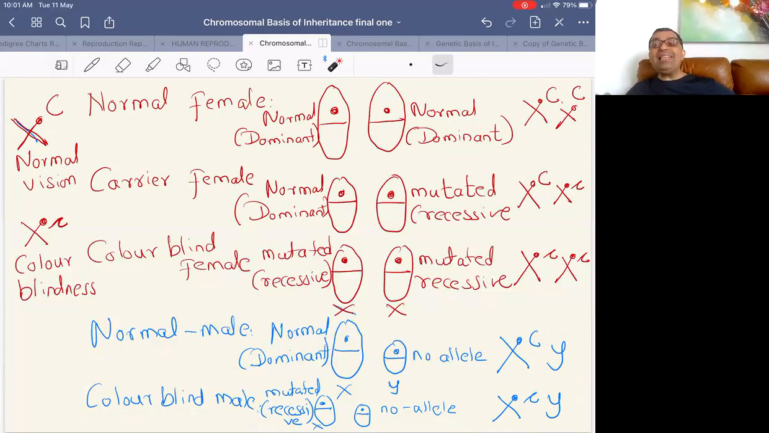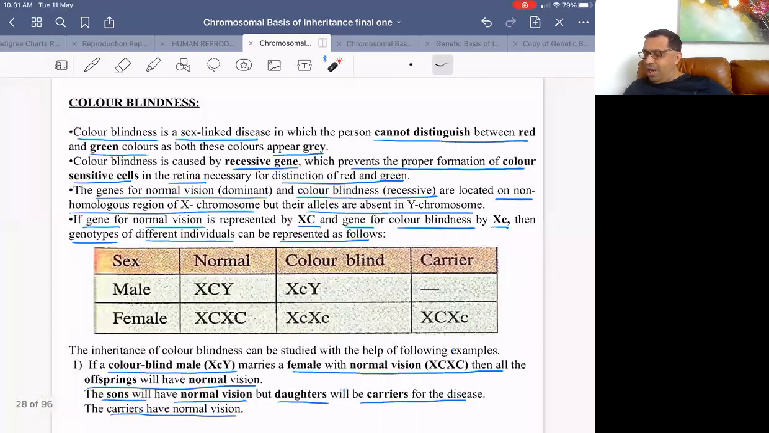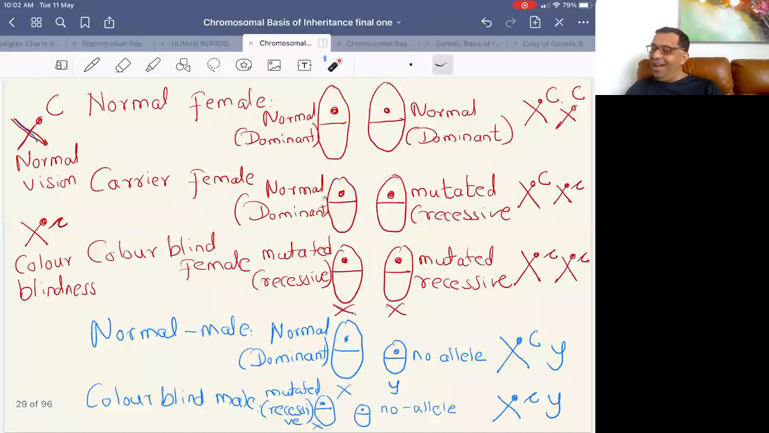Now we have a nice example over here. If a colorblind male marries a female with normal vision, then all the offspring will have normal vision. Sons will have normal vision, but daughters will become carriers. Nice. Listen to this carefully.